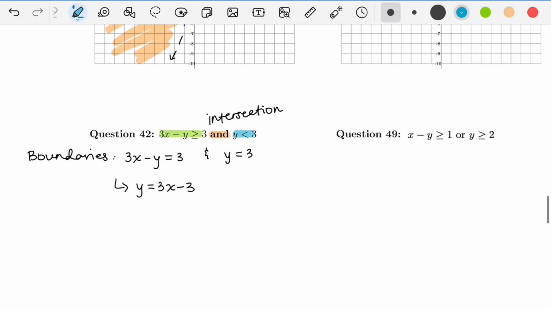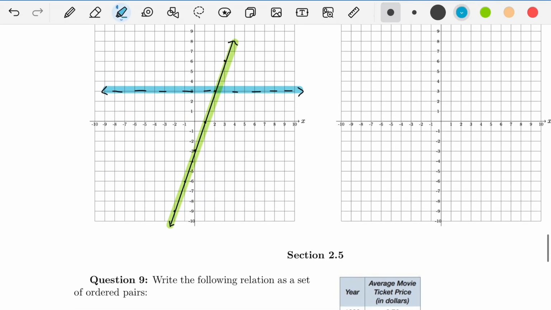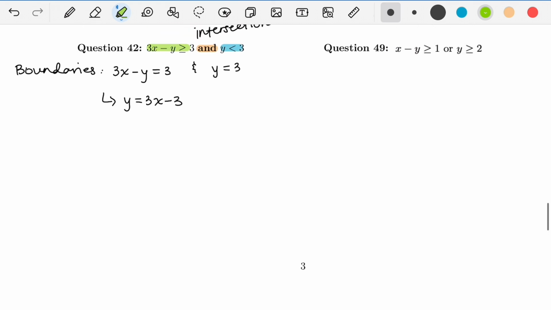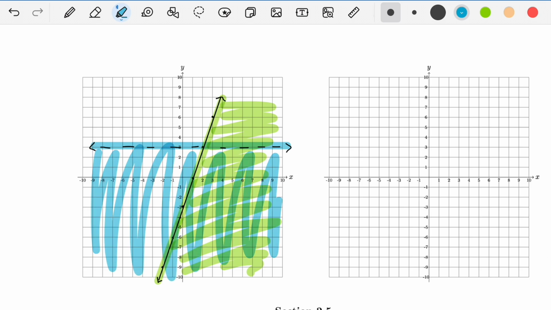Now for our first inequality here, we're looking for values that'll make this greater than or equal to 3. So this is going to be everything to the right and including this line here. And we can test this by picking a test point and making sure that it does satisfy that. Now for this guy, we're looking at all the y values that are going to be less than 3. So that'll be everything below our dashed line here, right? If y is equal to 3 is this line, then all of these y values are going to be smaller than that.